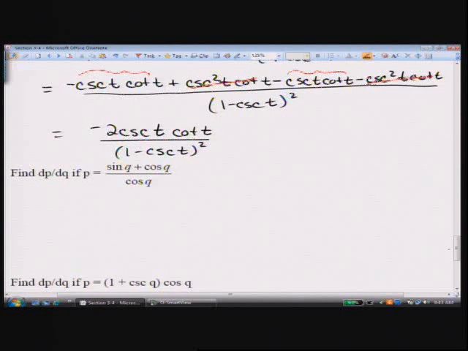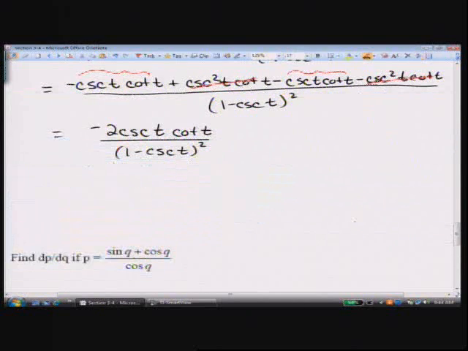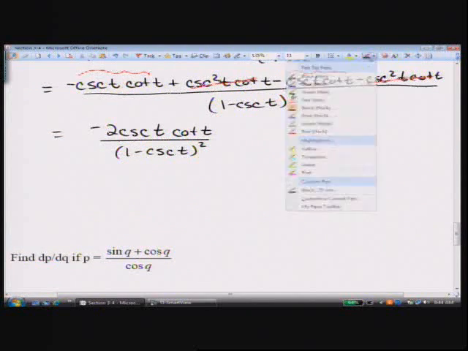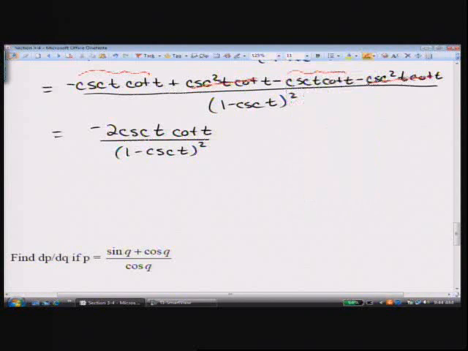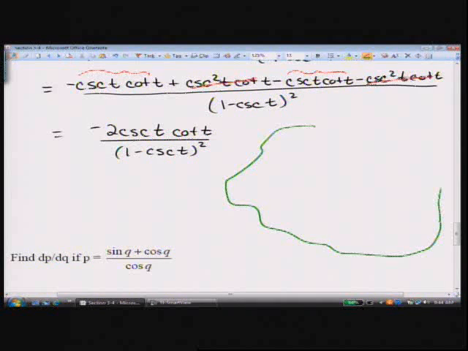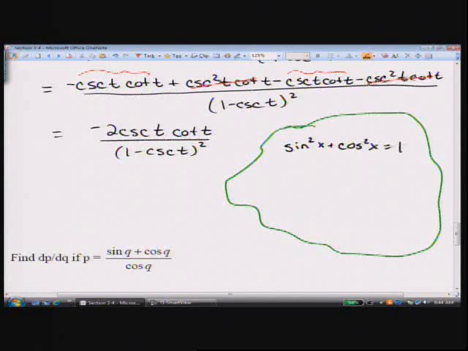It doesn't happen to be helpful in this problem, but do remember, this is just notes, Big Daddy and his children are very fun and cool to remember. It didn't happen here, but they can happen sometimes, and so let's just make a little circle and put Big Daddy and his children in there. All right, Big Daddy is sine squared x plus cosine squared x equals 1, or the other way, cosine squared x plus sine squared x equals 1.